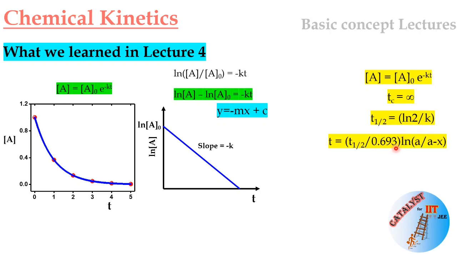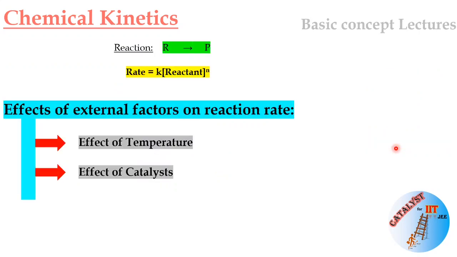Now, let us look at the main concept of this lecture, the effects of external factors on reaction rate. Let us consider this reaction. R is your reactant and P is your product. So now you are familiar with this type of equation where you can write the rate of a reaction is equal to k, reactant concentration to the power n, where k is your rate constant and n is called the order of the reaction. Now there are 2 factors that we are going to talk about, the effect of temperature and the effect of catalysts.